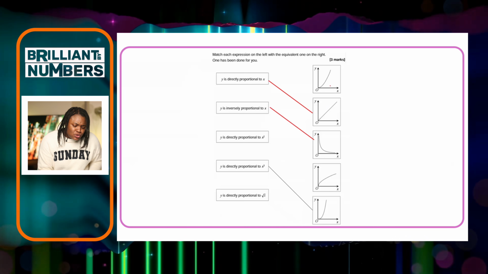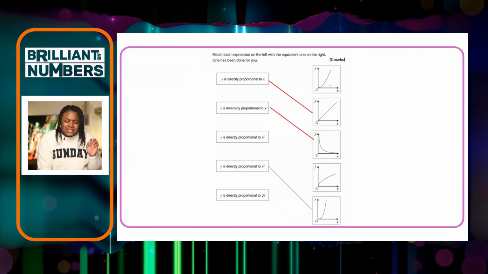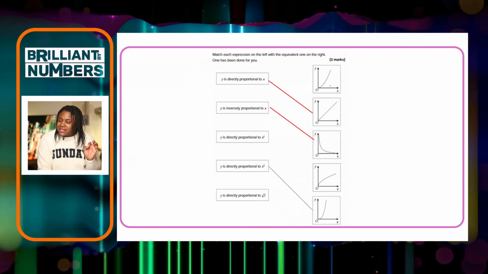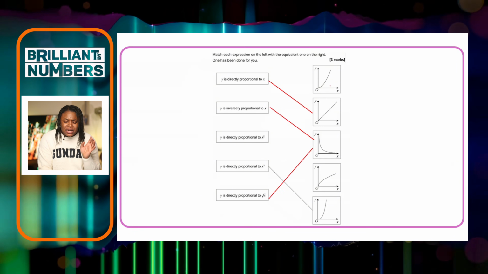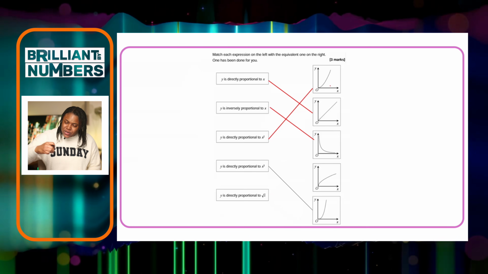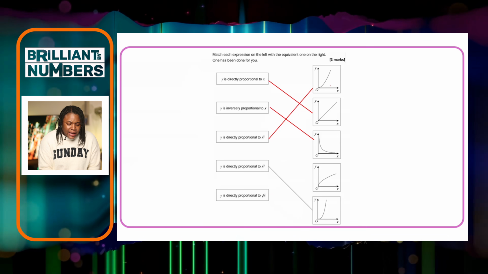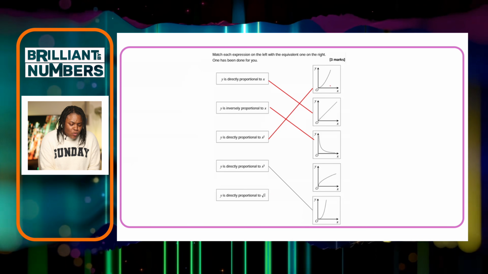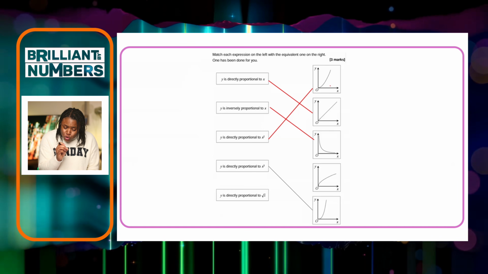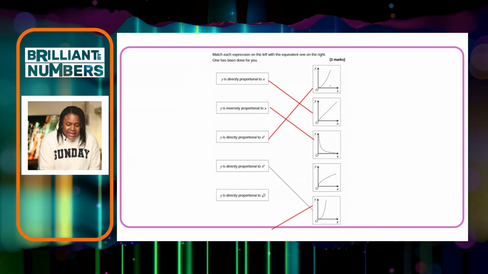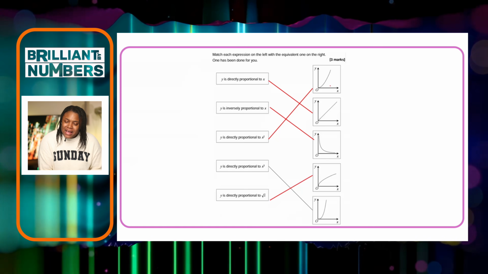Next one, we're asked to do y is directly proportional to x squared. I guess you guessed it. It will look somewhat like we are leaning towards a quadratic kind of curve. And then finally, we have y is directly proportional to the square root. And clearly, it's going to be that one.